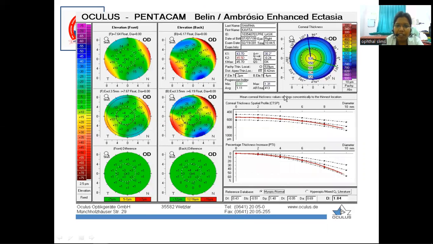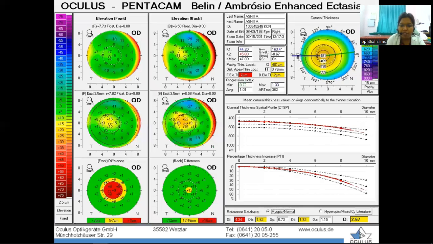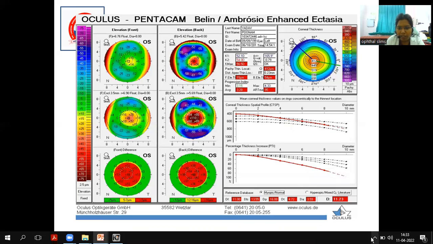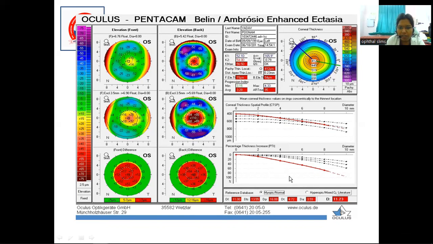This BAD display, Belin-Ambrosio Enhanced Ectasia Display, will have a graph plotted which has two things. One is the corneal thickness spatial profile, CTSP, and another is the percentage thickness increase, PTI. The CTSP is plotted against normal values, and the patient's reading should fall between these two normal values. As well as the PTI, percentage thickness increase, should also fall between these normal values. If it is keratoconus, these values will change and fall outside the normal range. Here you can see this is the normal range.